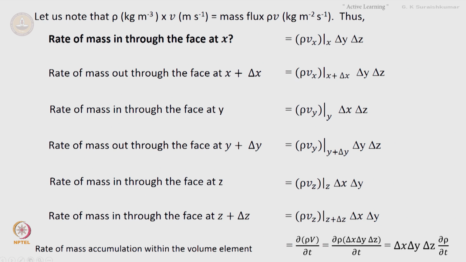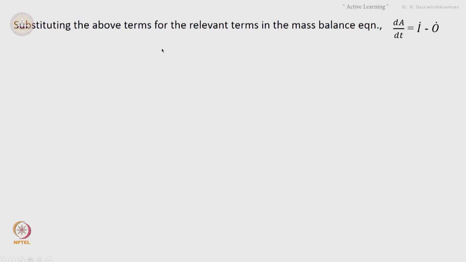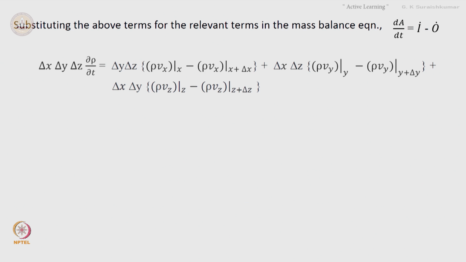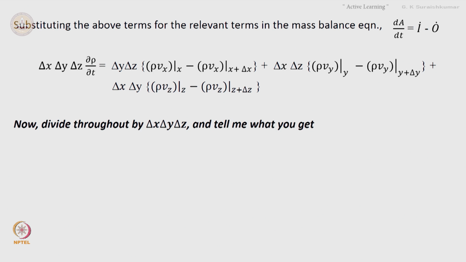Okay. Now that we have set up all these terms, can you substitute the above terms in the relevant places in the mass balance equation? Tell me what you get. It is a question that can be posed. So, they will work it out, give them time. You are essentially bringing them into the derivation process itself. They would put this all together, wait for some time, and then you could write this down on the board, and then you tell them now divide throughout by delta x delta y delta z and tell me what you get.